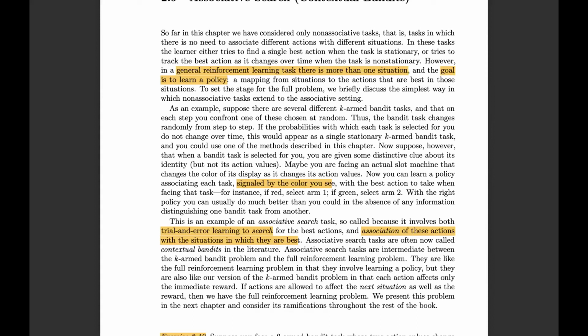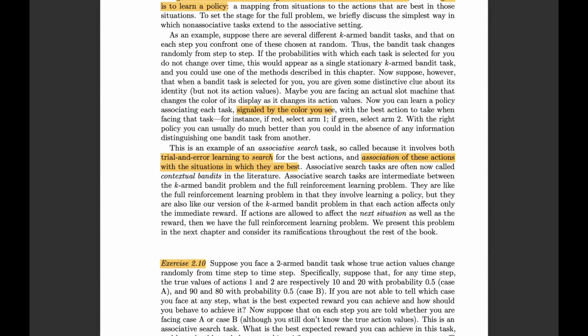These associative searches are more or less in between k-armed bandits and the full reinforcement learning problems. These problems will be talked about more in the next chapter and taken through the rest of the book. So yeah, this is the end of chapter 2.